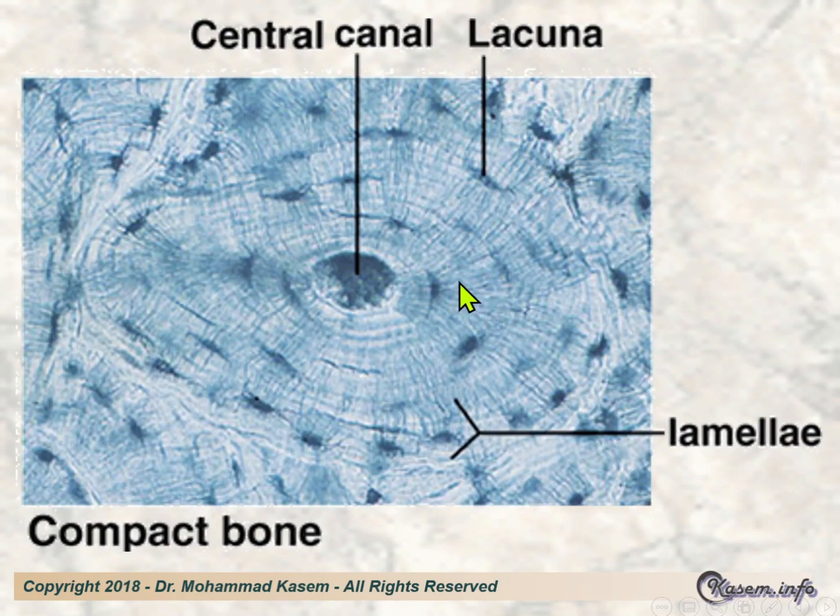We see here the Haversian system. The Haversian system consists of multiple osteons. This is called an osteon. The osteon, in fact, consists of a central canal, which is the Haversian canal. The Haversian canal is surrounded by multiple lamellae of osteocytes. These are osteocytes forming lamellae, the lamellae of a compact bone.